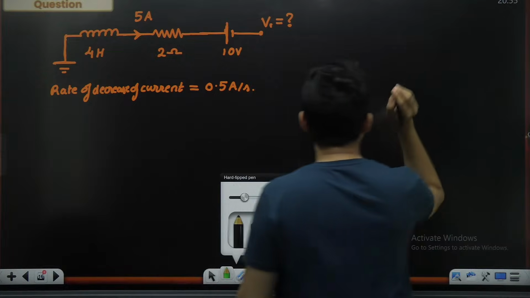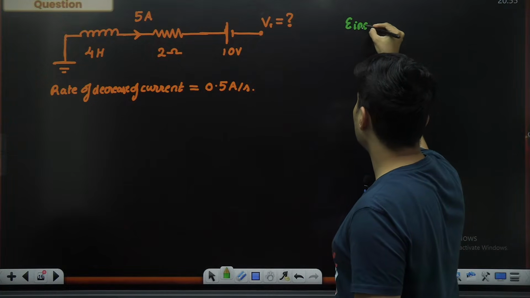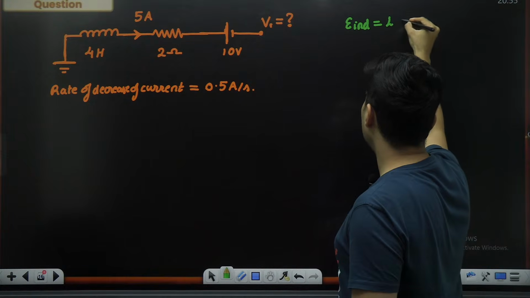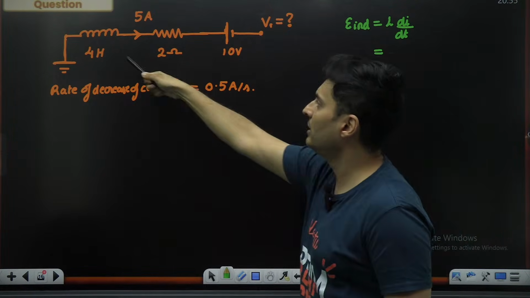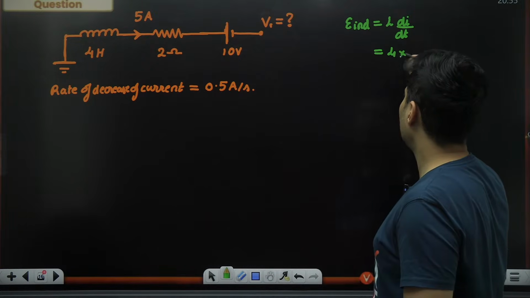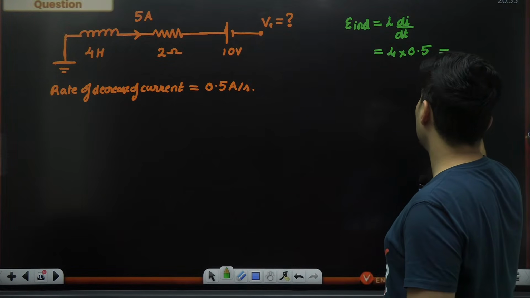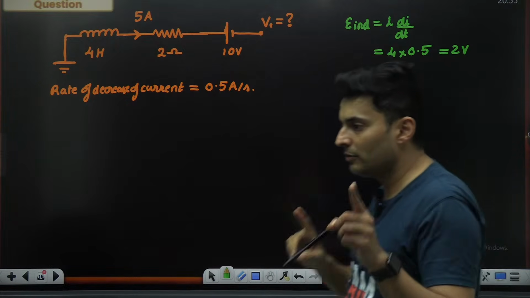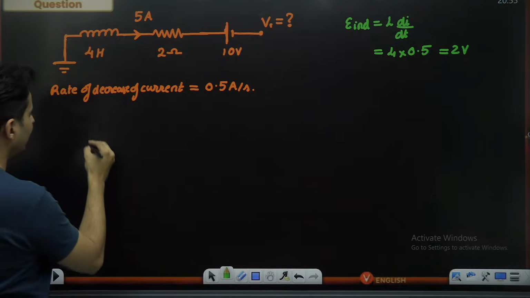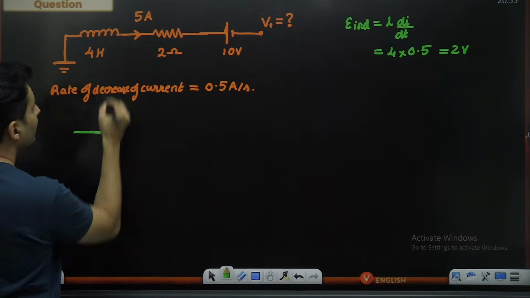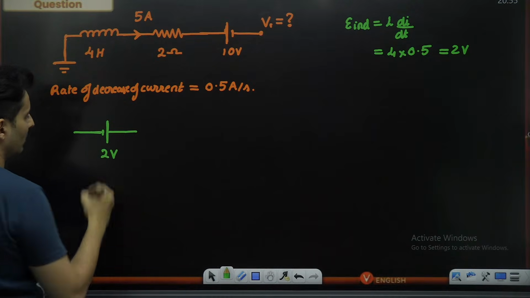Okay, fair enough. Let's start, guys. So the EMF which is induced inside the inductor is given by L times di by dt. The inductance value is given to be 4 Henry. The rate at which the current changes is 0.5. So that means this will be 2 volts. But be careful. Here the current is decreasing. If the current is decreasing, the inductor will not like it. It will try to help it, by assisting it in this manner. So this will be 2 volts.